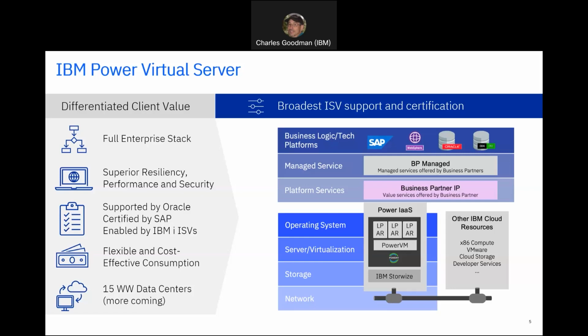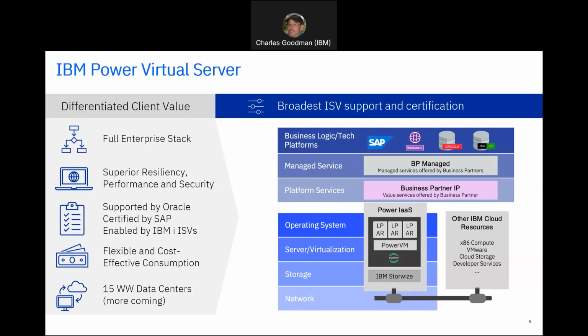And then we have multiple options for cost-effective consumption. I talked about the two environments over on the right, the Power environment and the IBM Cloud environment. You're able to get a single contract that would span both those environments, and you can use either environment to consume that contract. So you're not pigeonholed into spending a certain amount of dollars on Power VS or a certain amount of dollars on the Cloud Classic. You can buy a contract across both.